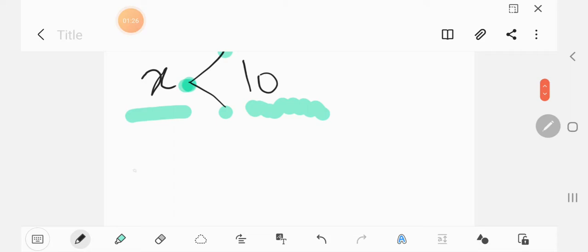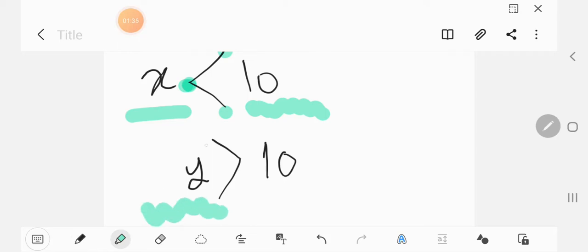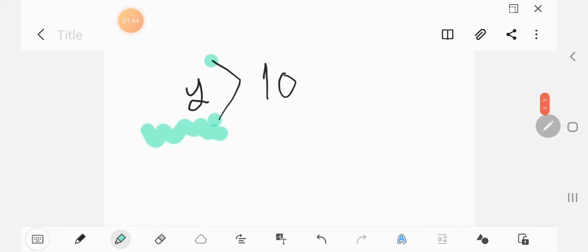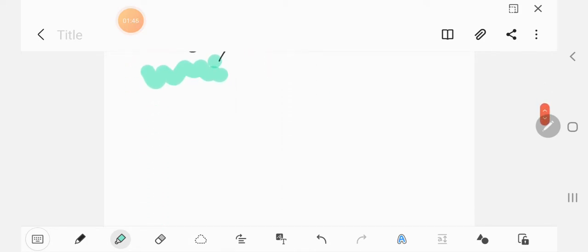Again, one more time. If we have here y and this one 10, how can we read it from the letter y, the variable y? From here, here is the biggest part. So y is greater than 10. Okay, now we are clear which one is the greatest and which one is the smallest. Shall we start how we graph the inequality?